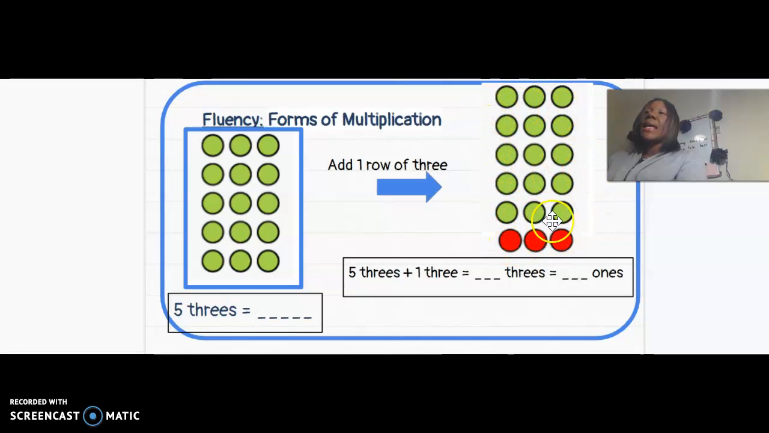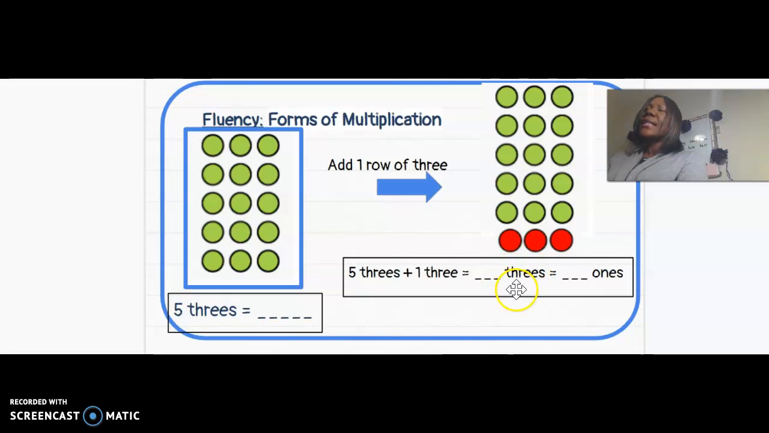Now this one is 5 3s and 1 more 3. Let's go ahead and put, what do we think will go here? And what do we think will go here? So how many 3s do we have if we have 5 3s plus 1 3s? Go ahead and type it in the chat. When I say waterfall, hit enter. 1, 2, 3, waterfall. Awesome work. We know that 5 3s and 1 3 is 6 3s.